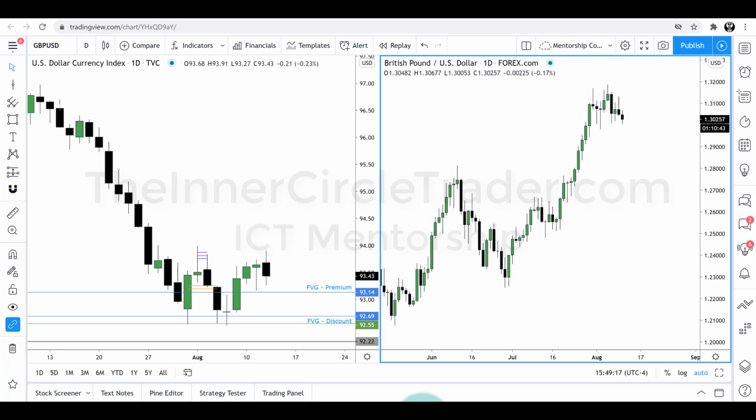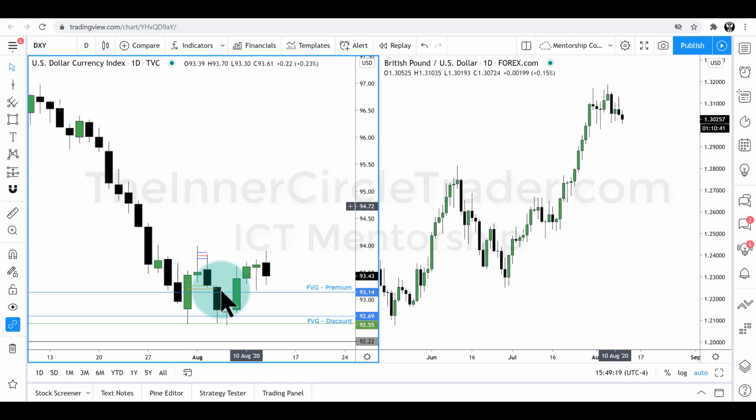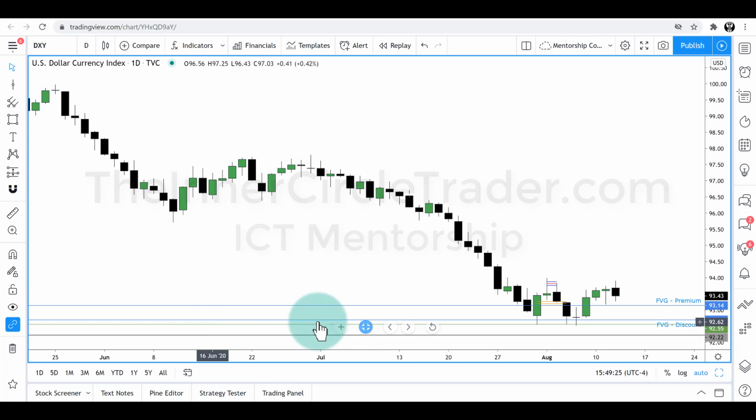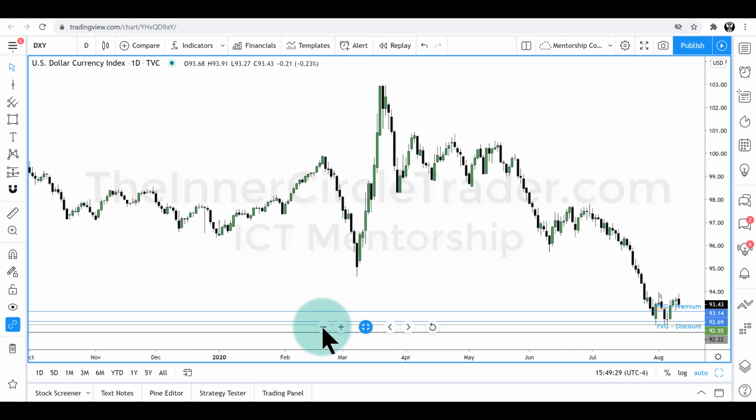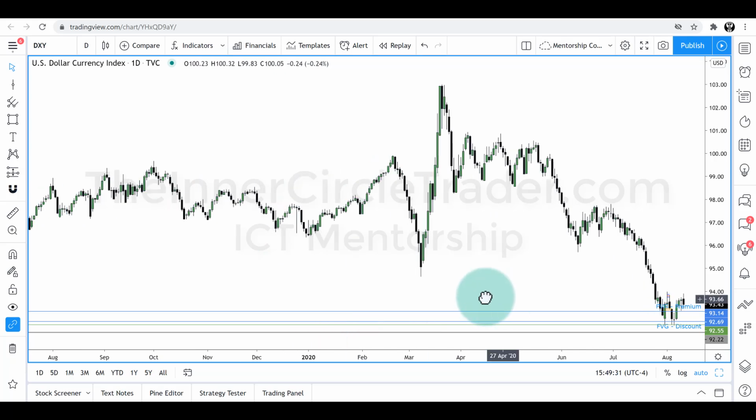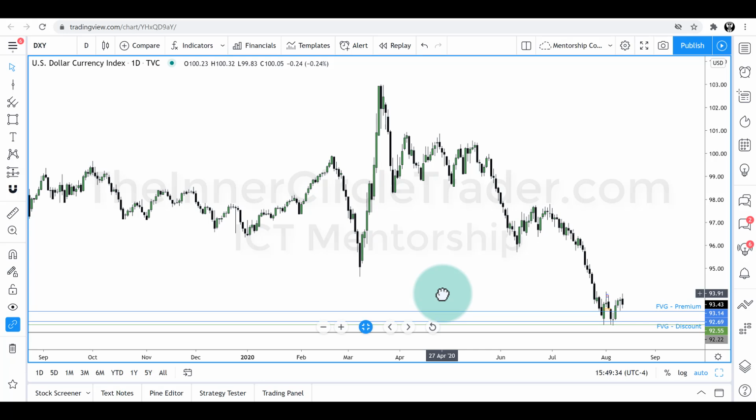All right, so we have the dollar index here on the left. I'm going to go through this as smoothly as I possibly can. All right, so just so you guys remember, we were expecting consolidation, and we have had consolidation.